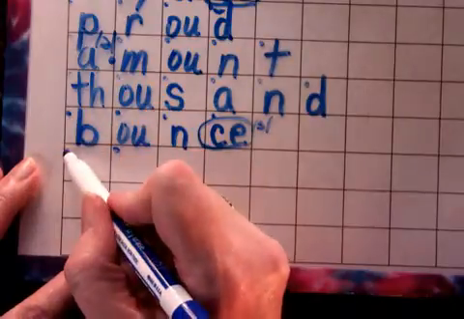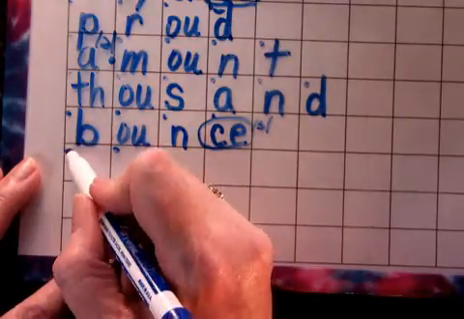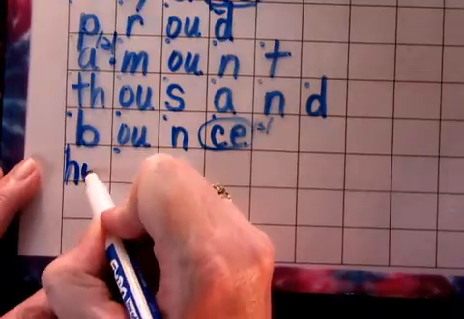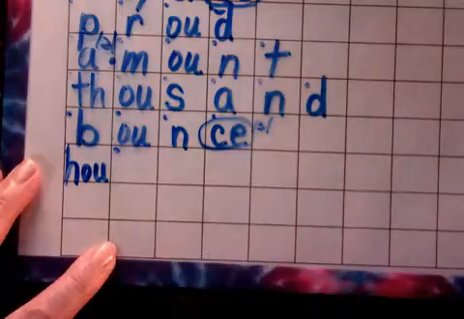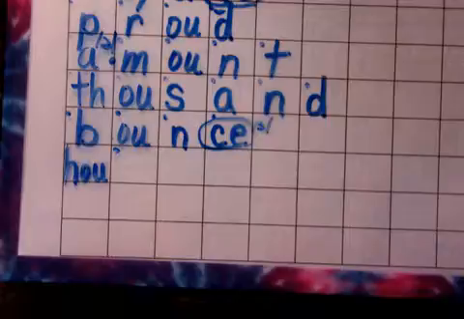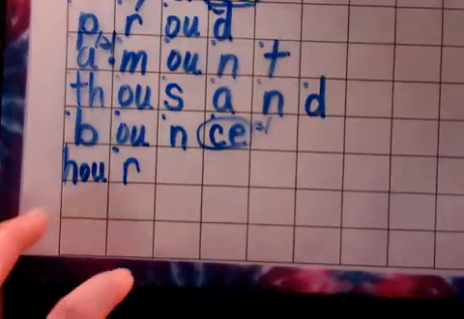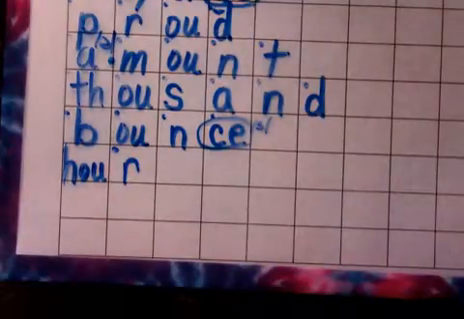The first sound is ow. It's the silent H and our OU. So that's how we write it. Ow has the silent H because of its Latin origin, also Greek too, but mostly Latin. And then the next sound is R, which is the R. Hour.